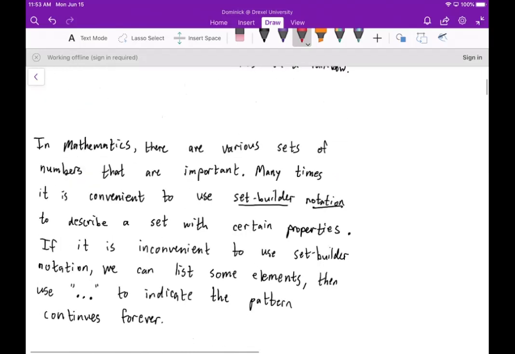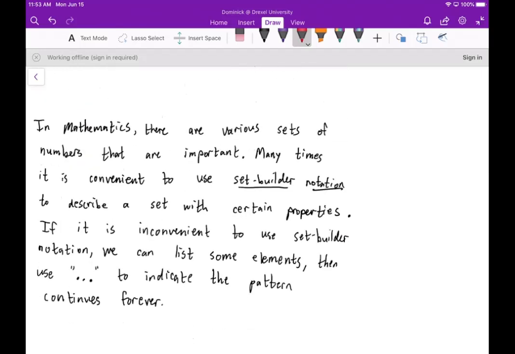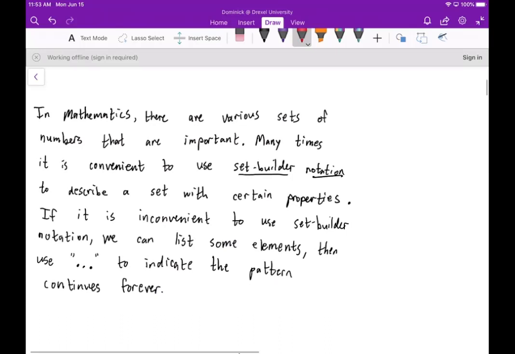Now, in mathematics, there are various sets of numbers that are important, right? Many times it's convenient to use set builder notation to describe a set with certain properties. If you're not familiar, we'll discuss that with a few examples. And if it's inconvenient to use set builder notation, we'll list some elements, and once the pattern is clear, we'll use an ellipsis to indicate that the pattern continues forever, right?